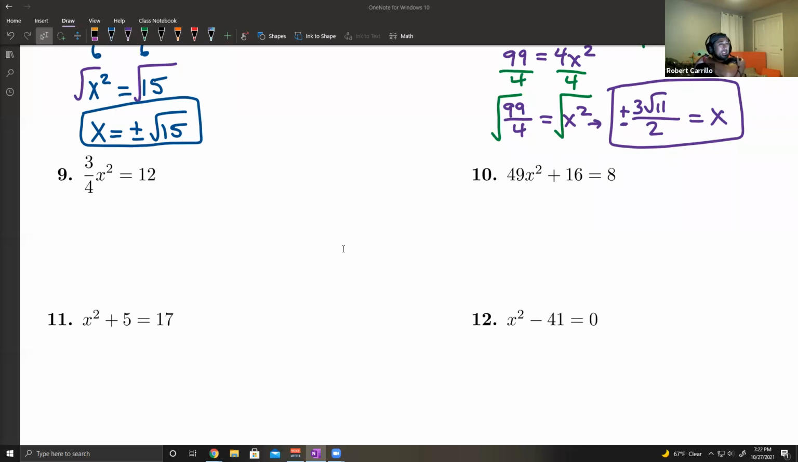9. 3/4 x squared equal to 12. Okay, so we have to get rid of that 3/4. Do you want to divide by 3/4 or do you want to multiply by the reciprocal? Multiply by the reciprocal, of course. So we're going to multiply both sides by 4/3. And if we do that, cancel, cancel, cancel, cancel, and you're left with x squared on the left side, and then 12 times 4/3. What does that give me?